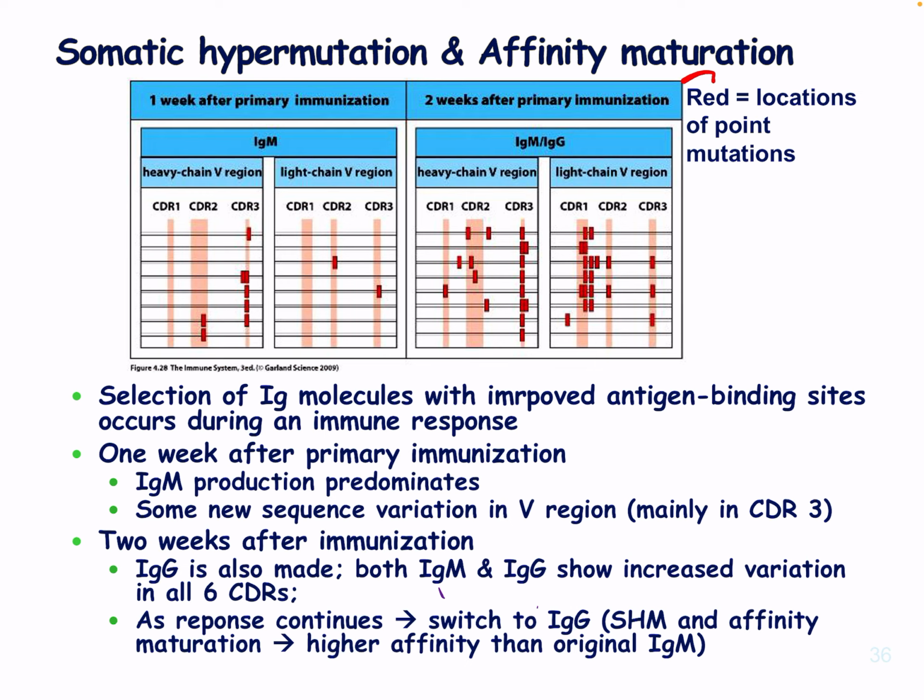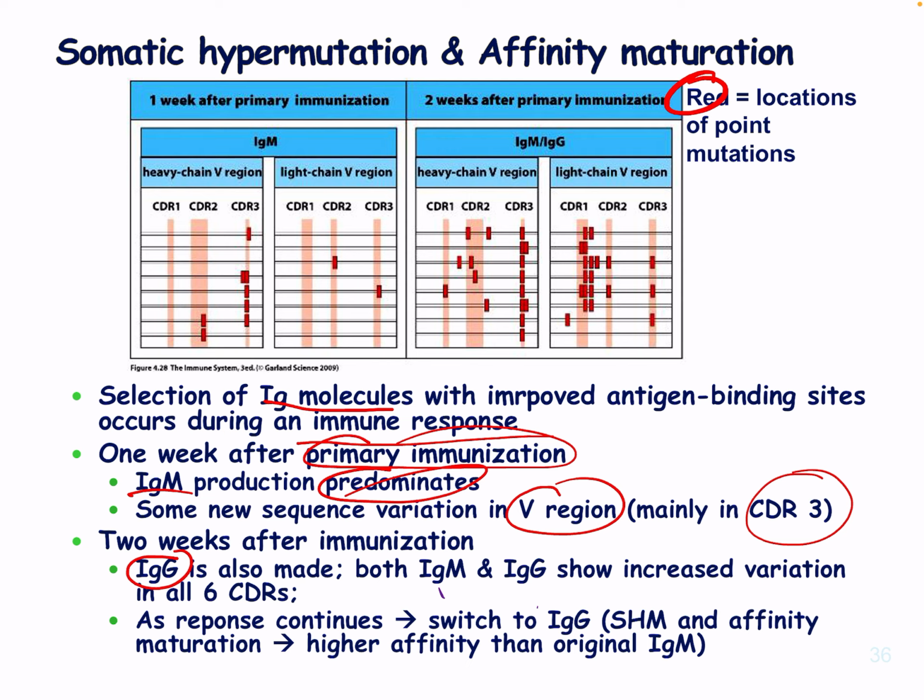So here we see red, just so you know, is locations of point mutations. The selection of immunoglobulin molecules with improved antigen binding sites occurs during an immune response. One week after a primary immunization, such as a vaccine, we have IgM production, which predominates. Then we have some new sequence variations in the variable regions, mainly in CDR3. Two weeks after immunization, IgG is also made.